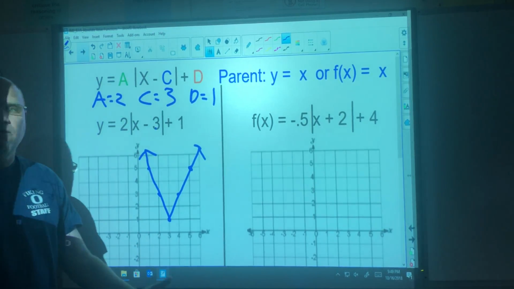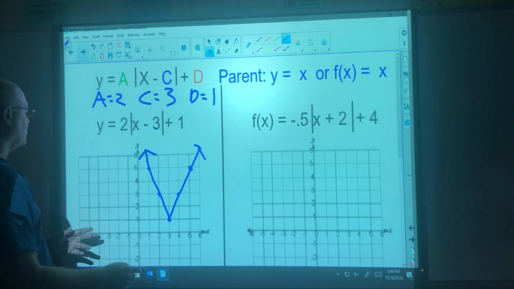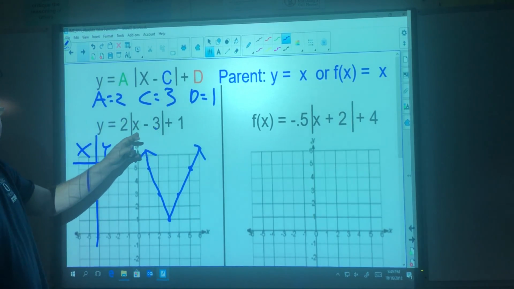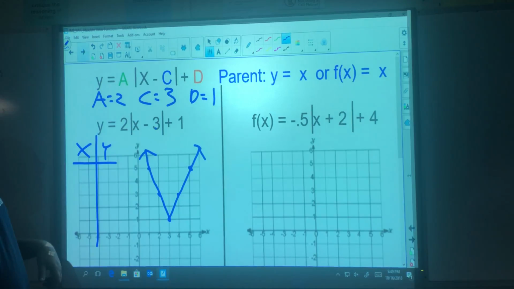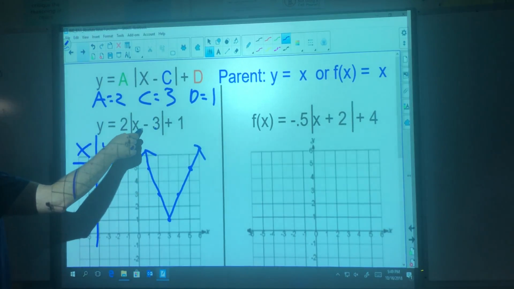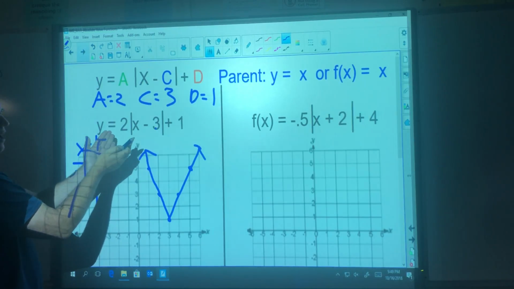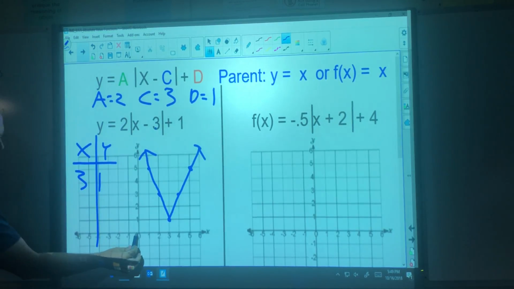Now, could I also just do a table of values? Absolutely. If I was going to do a table of values, a great place to start with a little XY table would be to get this to be 0 inside the absolute value bars. So what value of x would make it 0 inside the absolute value bars? That's right, 3. So I would find if x is 3. Substitute x is 3 in here. You get 3 minus 3 is 0. 2 times 0 is 0. 0 plus 1 is 1. So when x is 3, y is 1. Oh, look at that. 3, 1. There it is.